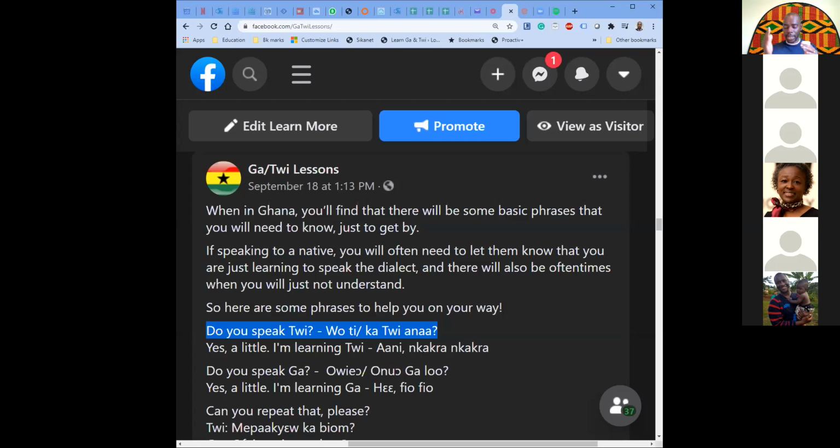Or you can leave the tree in there and say mete nkakra, nkakra.